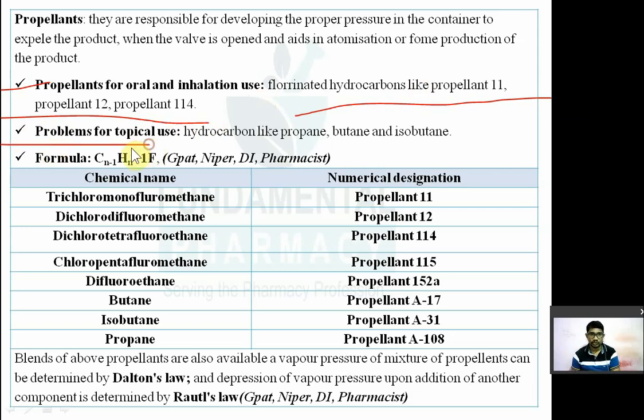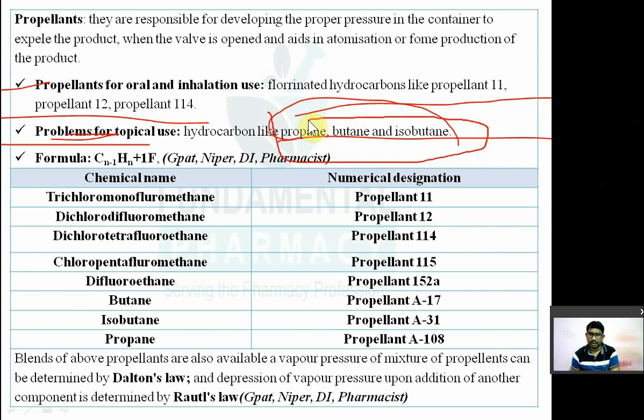Propellants for topical use. For topical use, like your Omnin spray or an analgesic spray, which propellant will we use? Remember these gases: propane, butane, isobutane. They are used as propellants for topical use. They have already asked a question on this. These are the most commonly used propellants for topical aerosol formulation. These are hydrocarbons, so they are used for topical purposes.